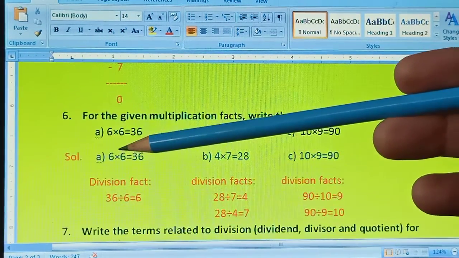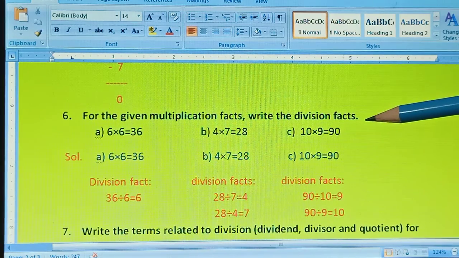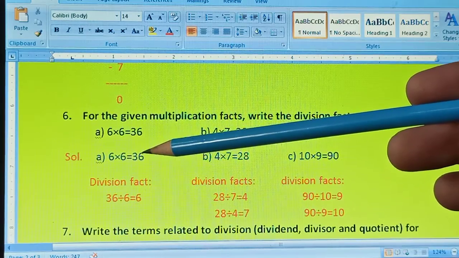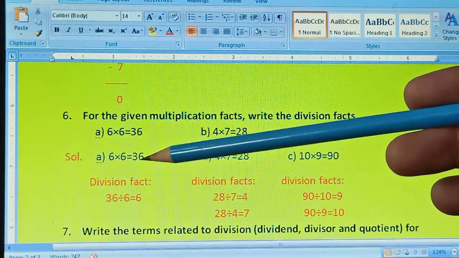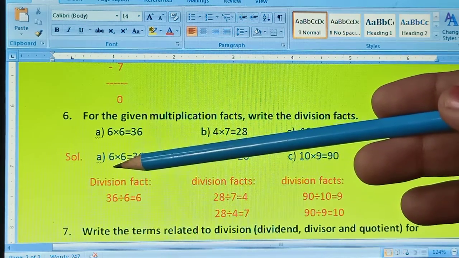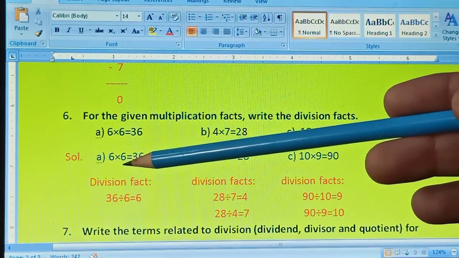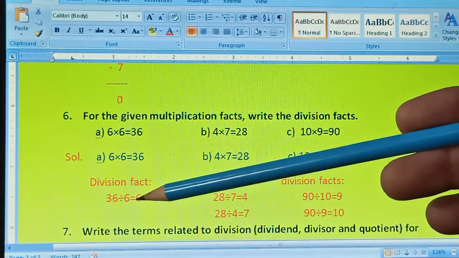The question is, for the given multiplication facts, write the division facts. Okay, the first part is 6 multiply 6 is equal to 36. So for this, the division fact will be 36 divided by 6 equal to the other factor. Now you can see we are having the same factor. So there will be only one division fact.